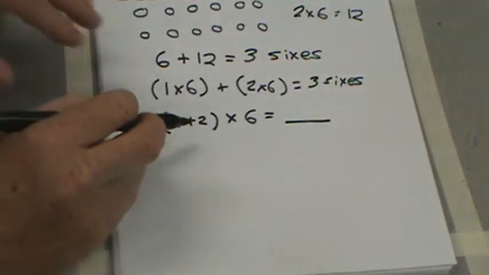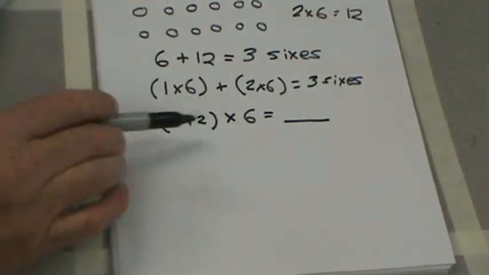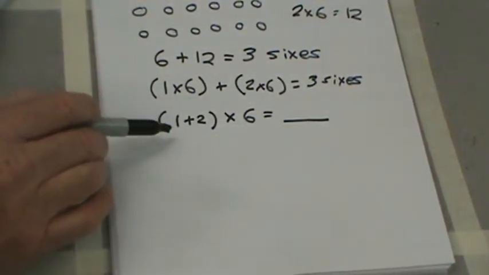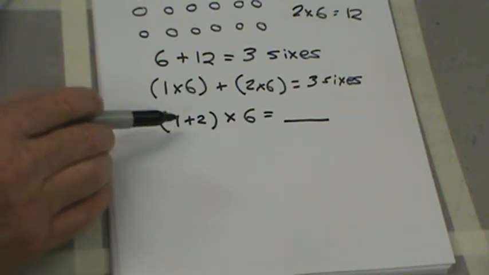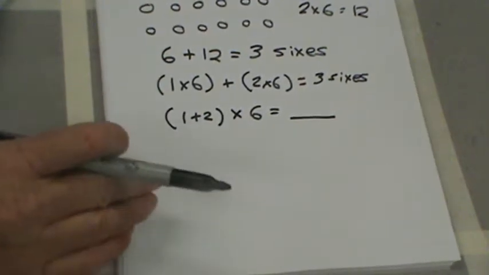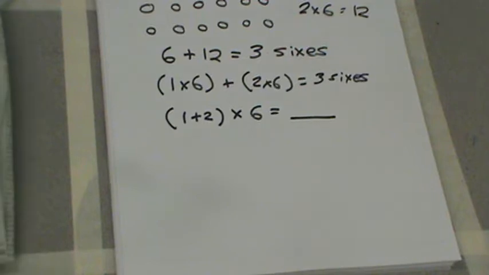Okay, let's break this down. When we have a math sentence like this, we always calculate what is in the parentheses first. What do we always calculate first? Parentheses, okay? So it's always we do the parentheses first.